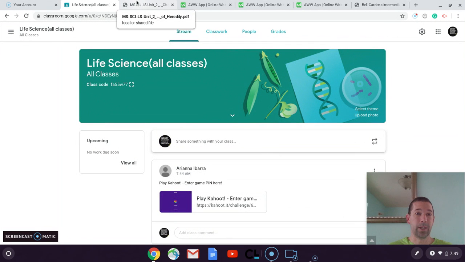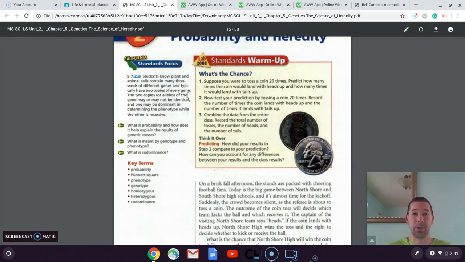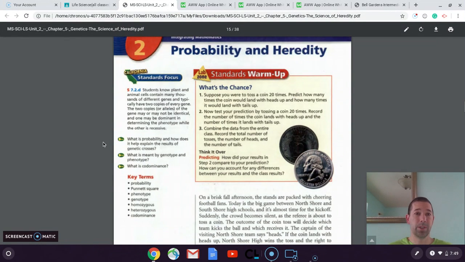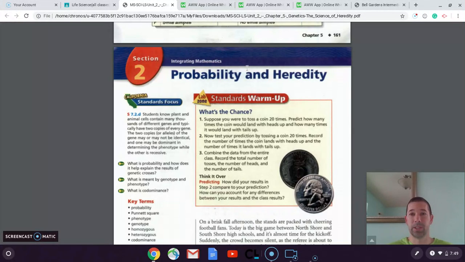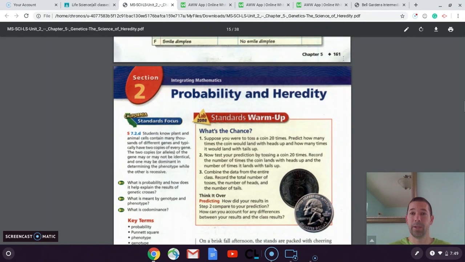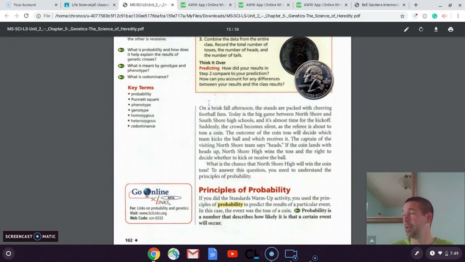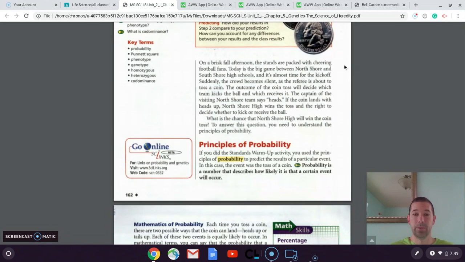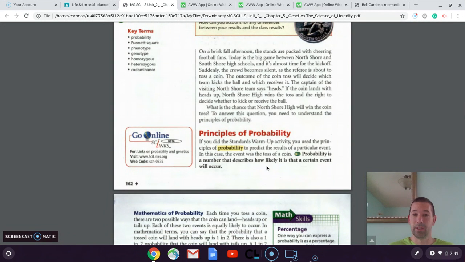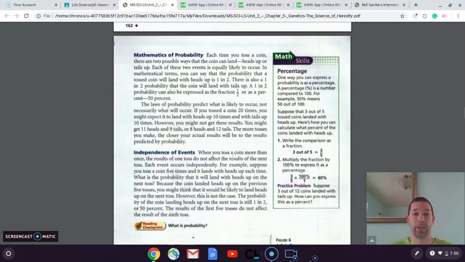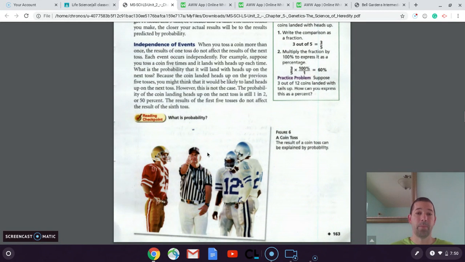So if you can get to your book here, I'll go over the information. It's going to be chapter 5, section 2. The last section was ending here, as you see on page 161. This will be 162. We went over some of this in class before you left. This one will be for probability. We talked about probability, like flipping a coin, and we did some experiments on that, so I'll skip through that. It talks about how likely an event will occur. It's based on probability.